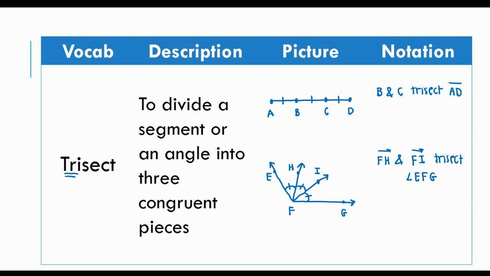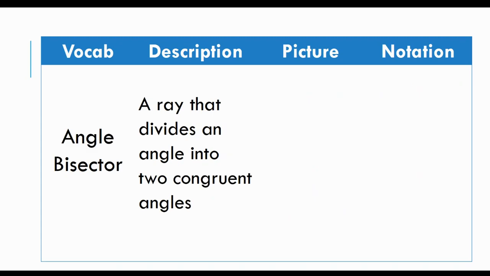So when it's a segment, it's points that trisect. Technically, I could have had segments that help trisect or anything along those lines. Here, when I'm talking about an angle, it's rays that trisect.